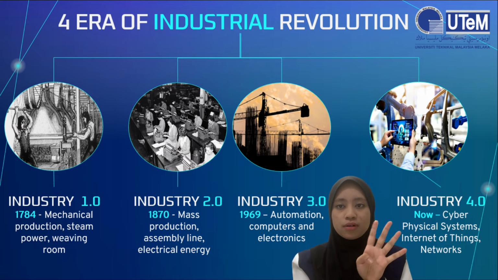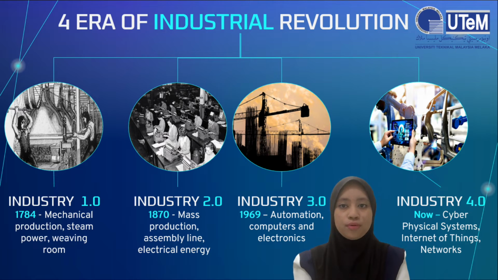There are 4 eras of industrial evolution. First one is Industry 1.0. Second one is Industry 2.0. Third one is Industry 3.0. The last one is Industry 4.0, which is now.